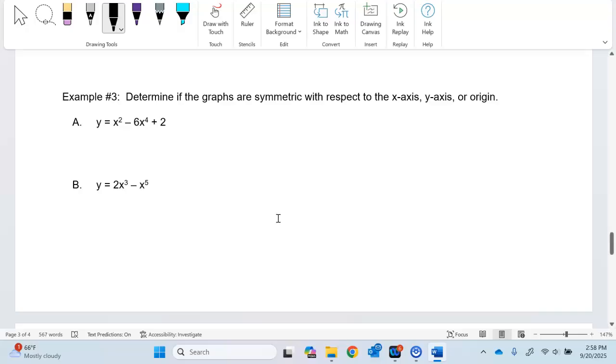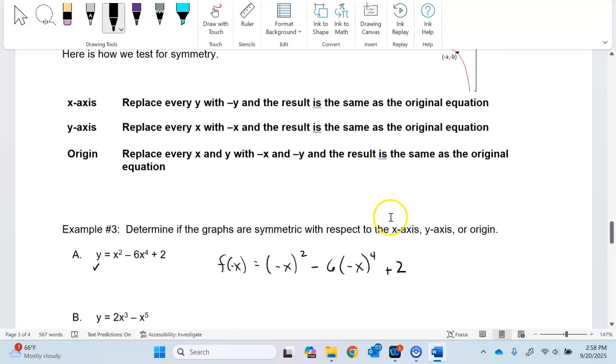So what you always do is you replace x, I'll use function notation, and I always plug in a negative x. I'm going to do that for both of these. Always start the same way. If we get the same function, then it's even. If this ends up being the same function as the original function, then it's going to be even. That is, if the negative value produces the same output as the positive.